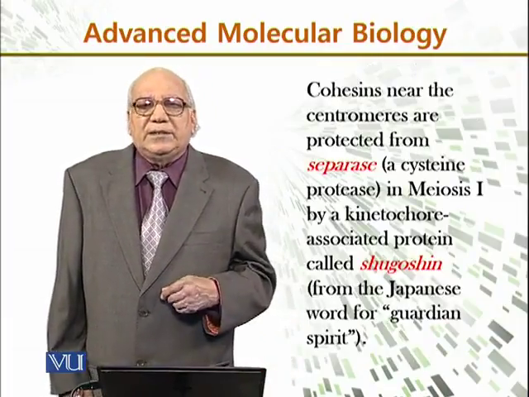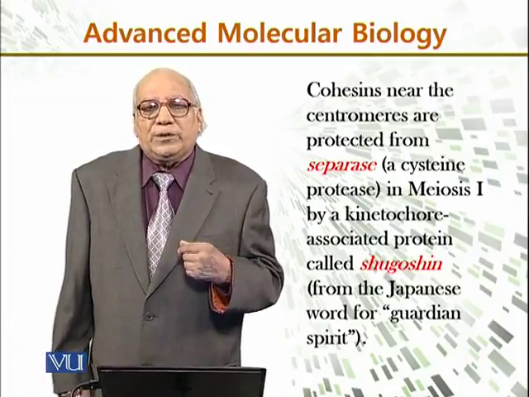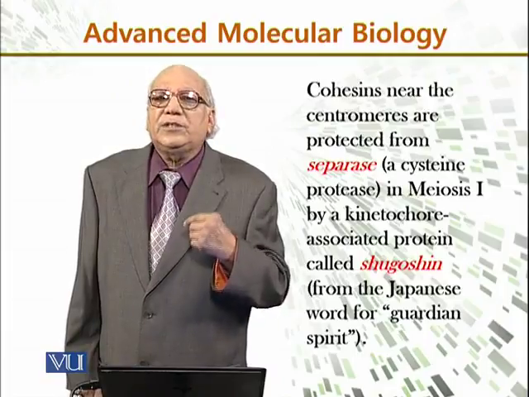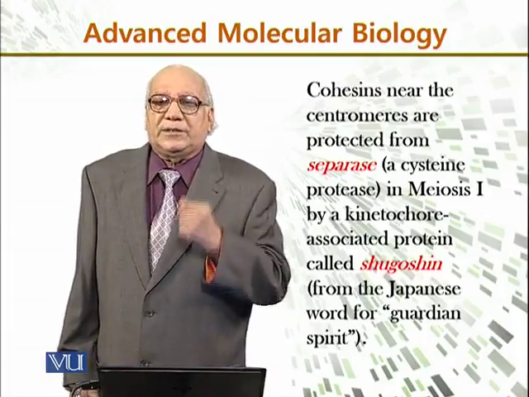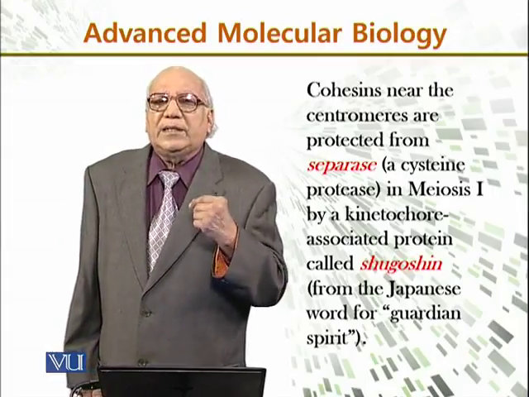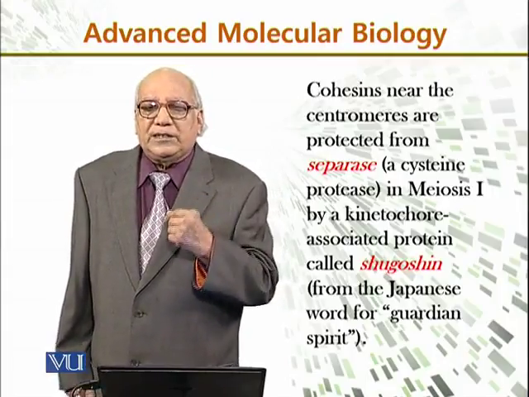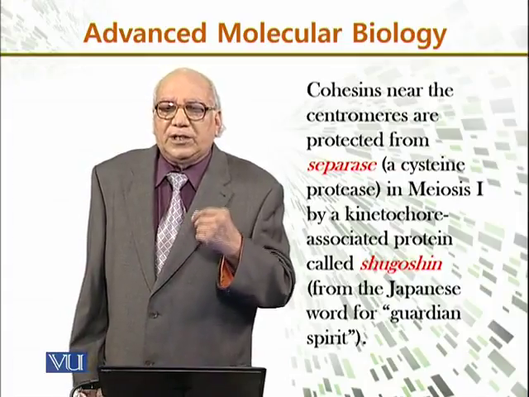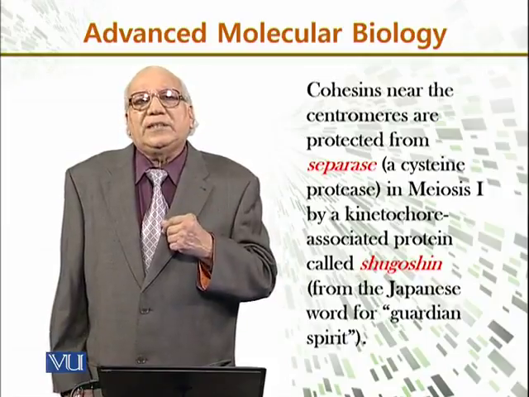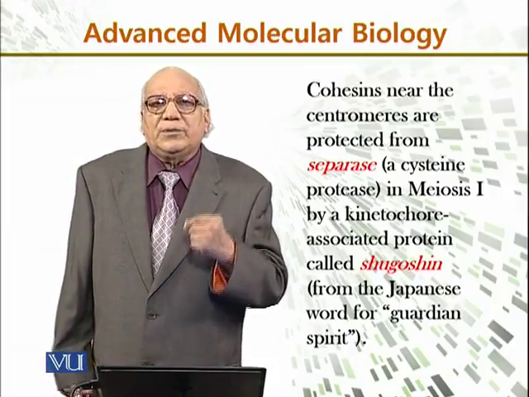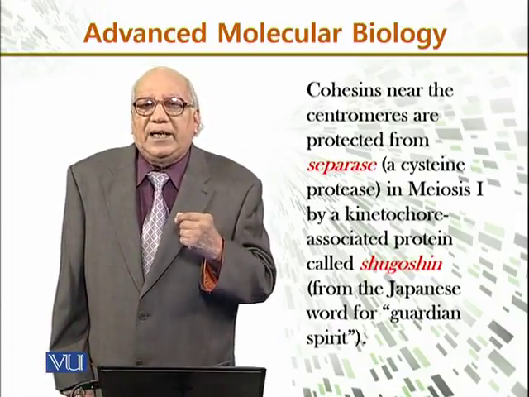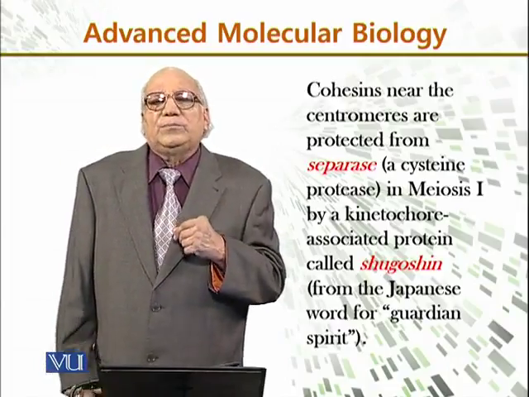Now, cohesions near the centromeres are protected from separase. There is an enzyme separase, which is a cysteine protease, and in meiosis 1 the centromeric cohesion is protected by a kinetochore-associated protein called shugoshin, from the Japanese word for a guardian spirit, because this protein guards them from separase and does not allow them to be separated.